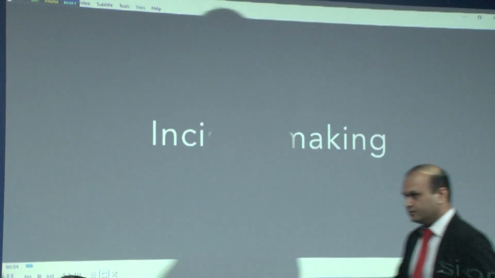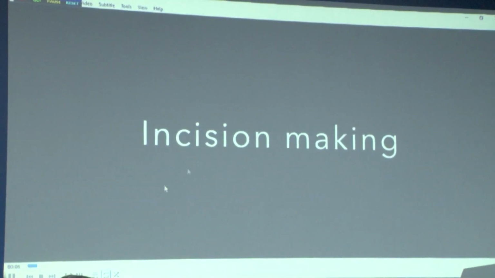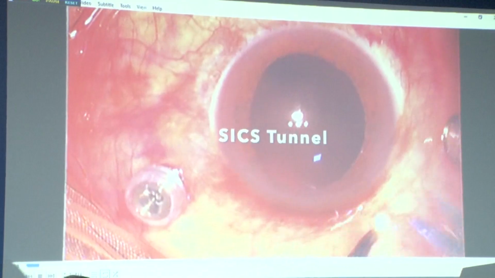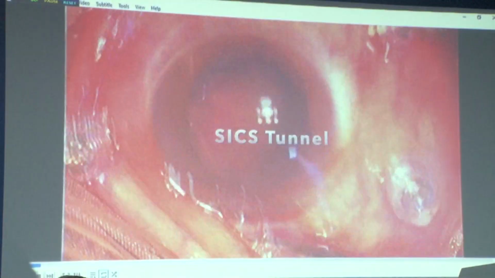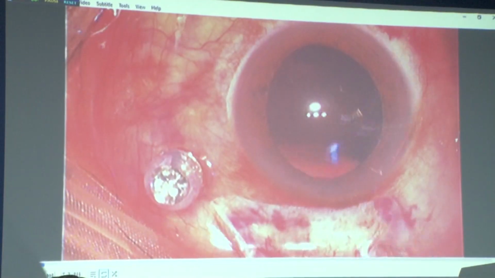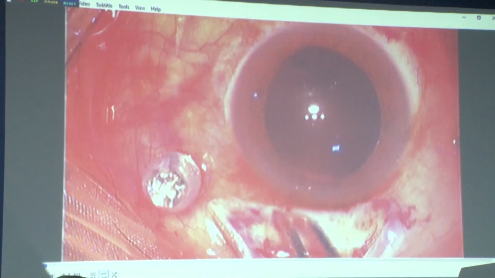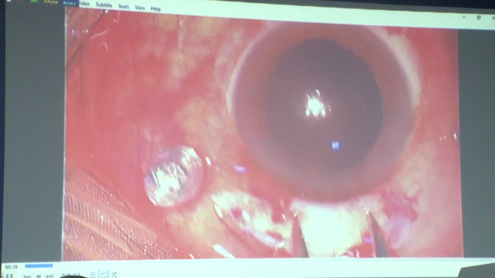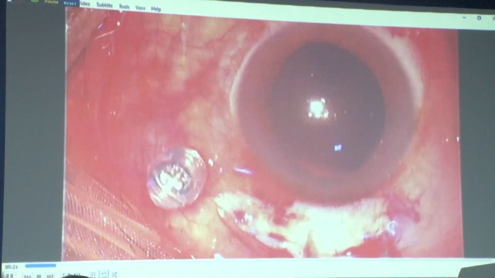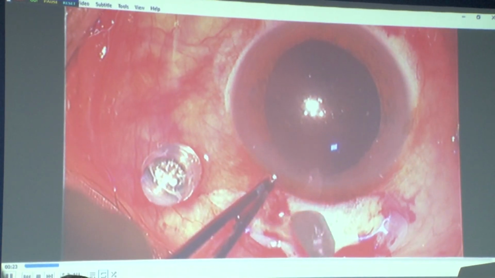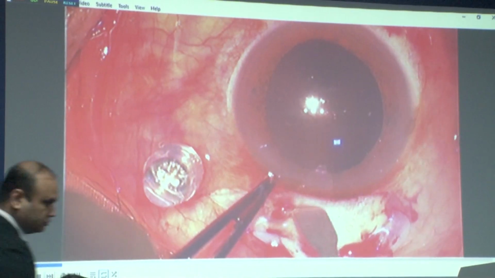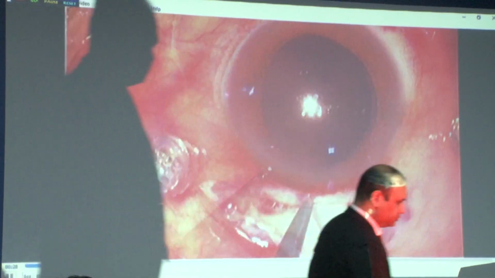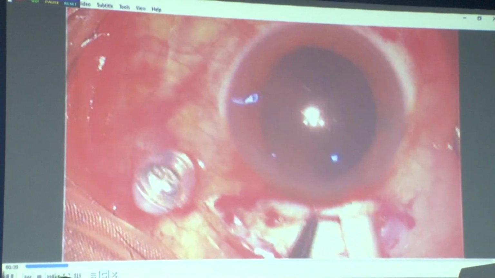We do this stepwise. First, we do the incision making. For the routine SFIOL, I prefer the routine SICS incision. For me, it's a very comfortable incision. It gives me a good area to maneuver the lens. Make sure that it's around 5 to 6 mm so that IOL insertion is easier and you do not struggle during IOL insertion. So this is a routine SICS tunnel which I usually make.